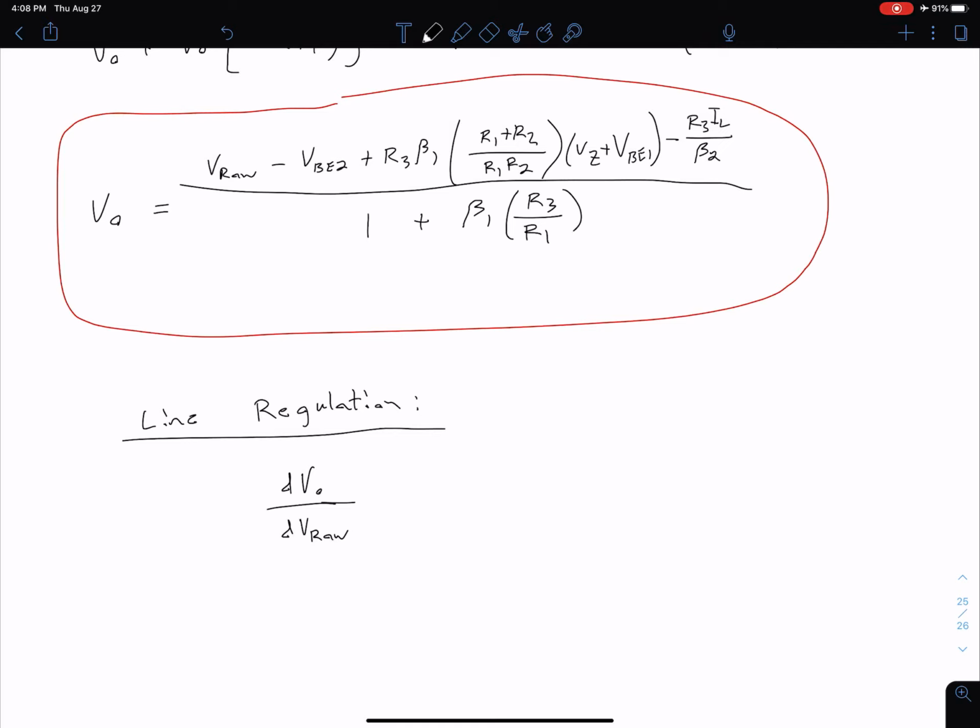If we look at this equation up here boxed in red, we can think about taking the derivative of this equation with respect to V raw. The only place that V raw shows up is right here. So we get to ignore all of this other stuff because it's not being multiplied by V raw, and we're just left with 1 divided by that denominator. So our line regulation would be 1, which is the derivative of V raw, multiplied by the constant 1 over 1 plus beta 1 times R3 divided by R1. So there's the equation for our line regulation, that's simple.